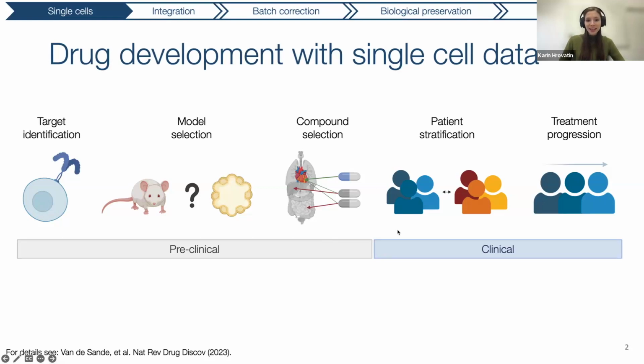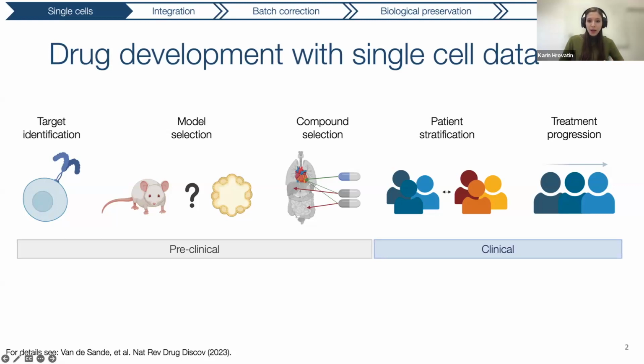Of course, single cell can also be very much useful for the clinical stage of drug development. For example, if you look at patient stratification, having single cell data will provide us much better resolution and precision than the bulk data, therefore providing better stratification. One key example here would be monitoring treatment progression, for example, in cancer, where having only a few cancer cells left will potentially lead to de novo onset of the disease.